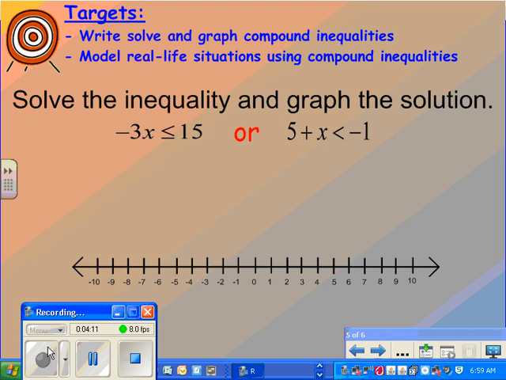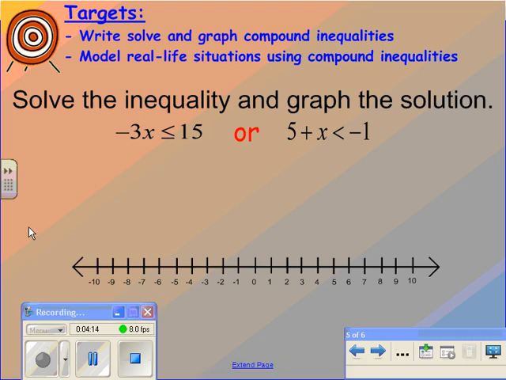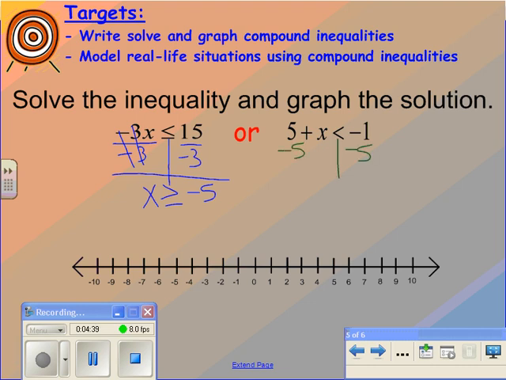On to solving the inequalities and then graphing the solution. Starting over here on the left-hand side, we need to isolate our x variable, so we'll divide by the negative 3. Please keep in mind that with the inequalities, whenever you divide by a negative, you must reverse your inequality symbol. So over here, I would get x is greater than or equal to negative 5. Our second inequality over here, the only inverse we have is to subtract the 5 to isolate the x. So x is less than negative 6. Keep in mind we are talking about an or statement, please.